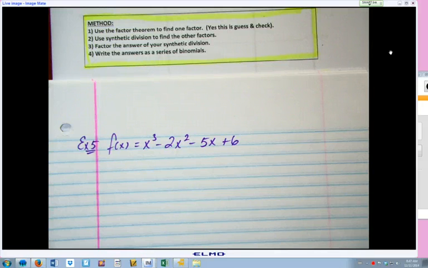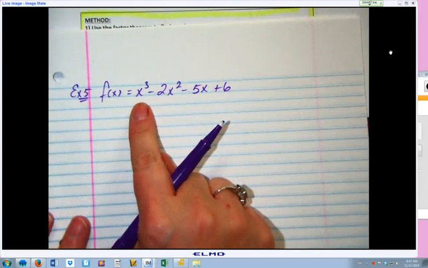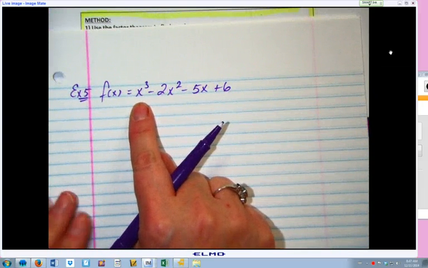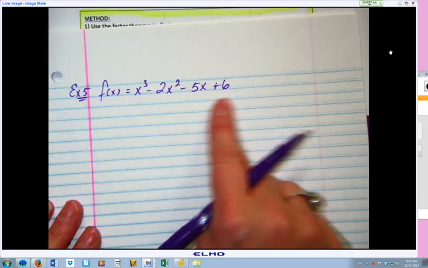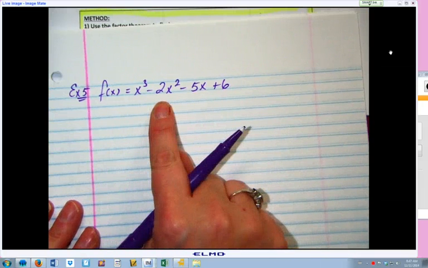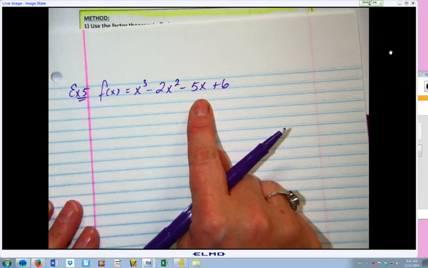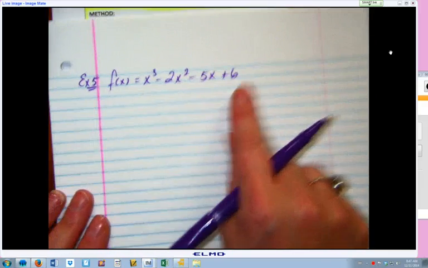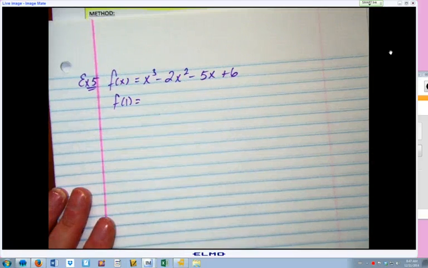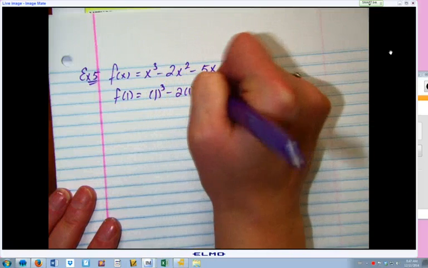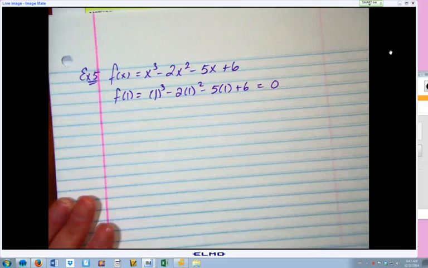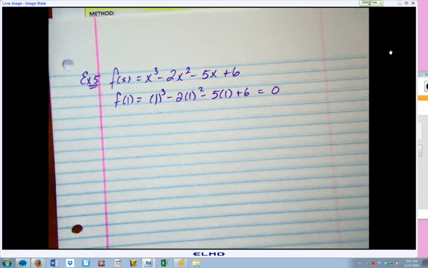So in our head, before we write anything down, let's just use 1. Okay, so if I put a 1 in here, 1. And if I put a 1 in here, -2. And if I put a 1 in here, and 6. So 1 minus 2, -1, minus 5, plus 6, 0. So that tells us f of 1 is going to work and be our first factor. It doesn't mean 1 is always going to work, but usually the first factor is a fairly low number.